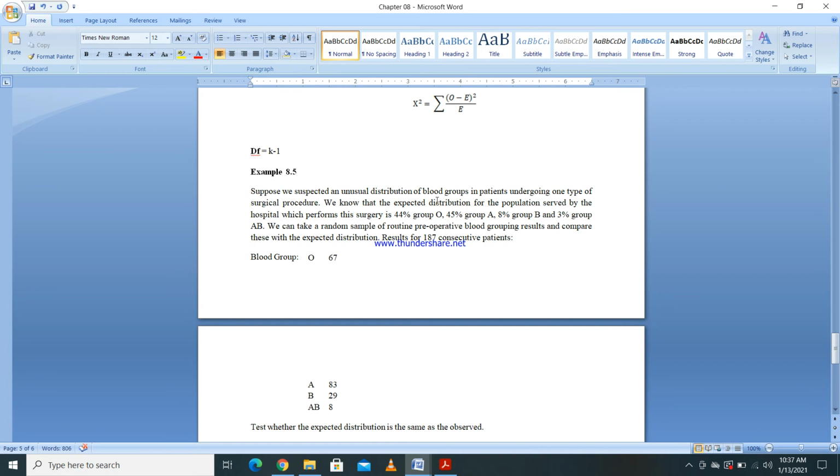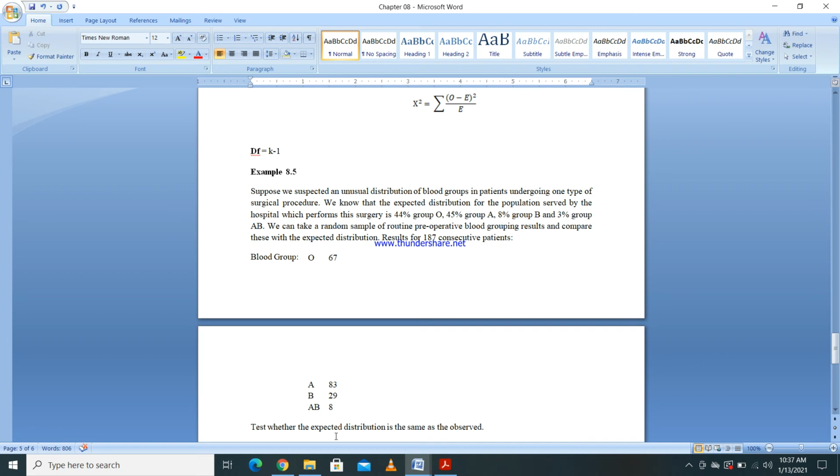What has happened? There are some patients who are undergoing a special surgical procedure, and when you take the distribution of their blood groups, that is different. So these people want to check it, right? So what they have done is they have taken the expected values from the people who are going through this surgical procedure, and they have taken another sample of pre-operative patients who are not going through this surgical procedure, and according to them you have the counts here.